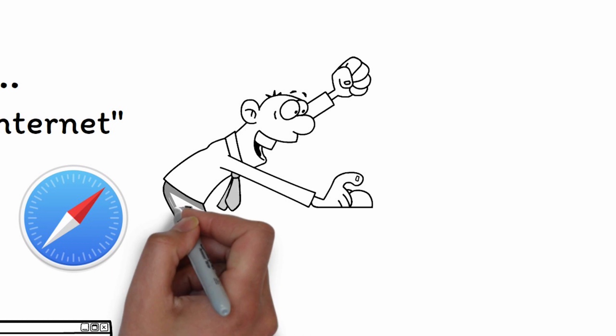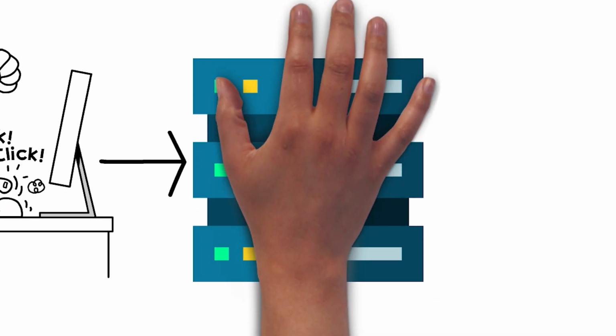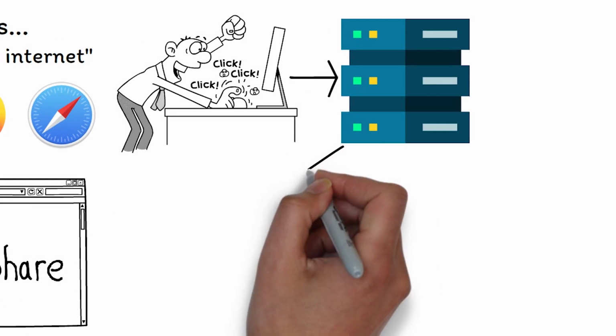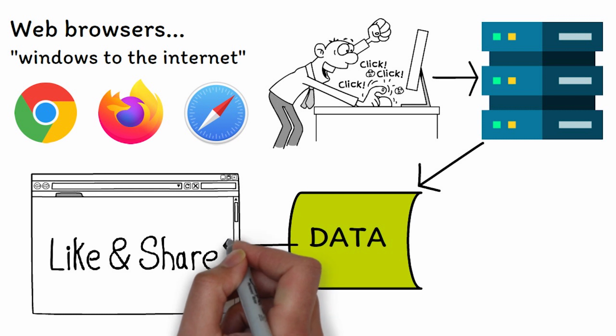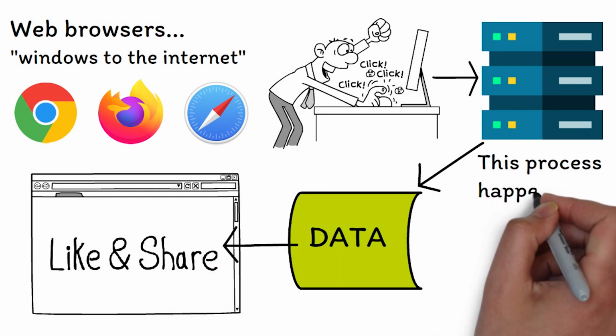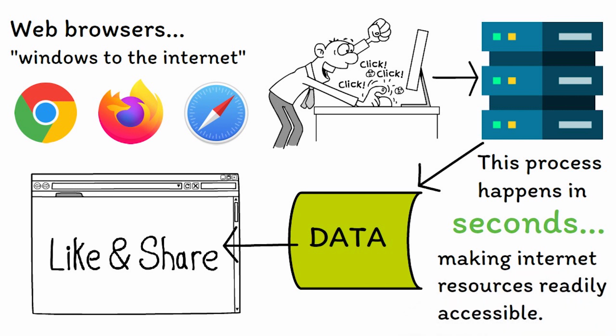Every time you enter a web address or click on a link, your browser sends a request to a server. The server then sends back data, which your browser displays as a web page. This process happens in seconds, making the vast resources of the internet readily accessible.